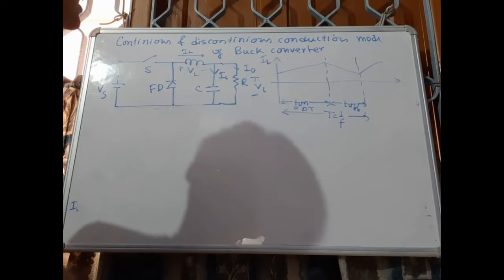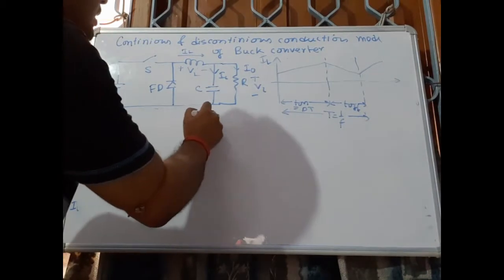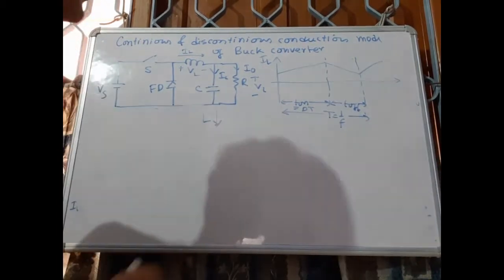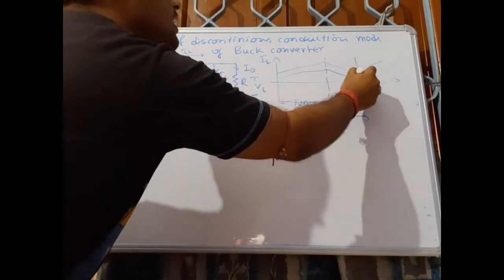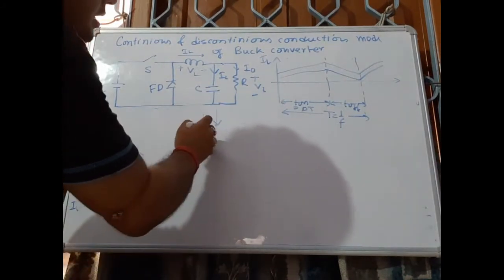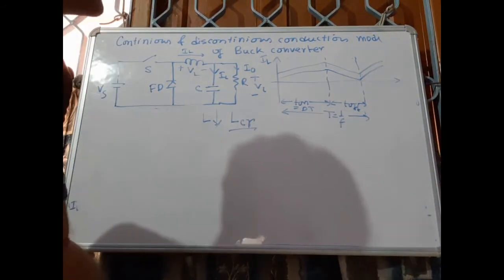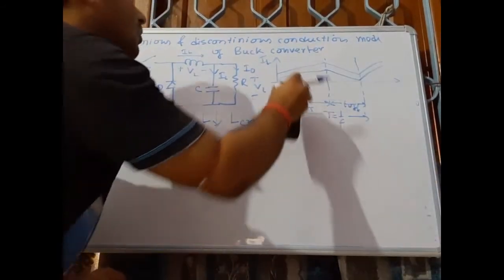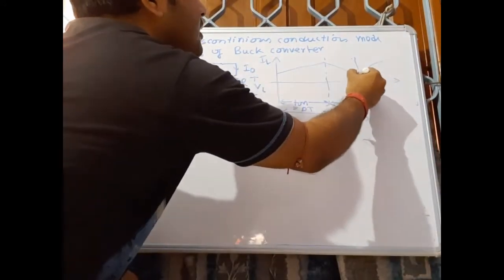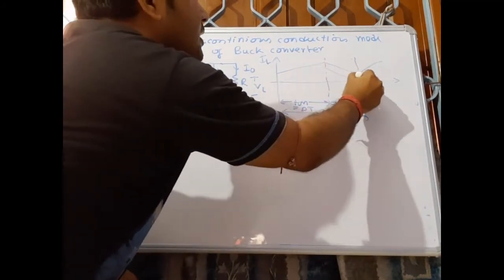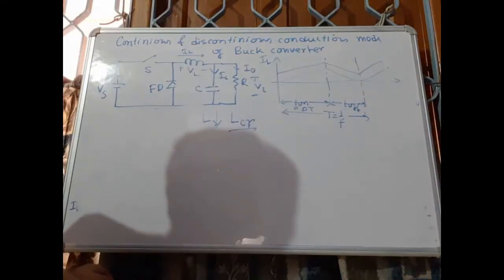Now what is the critical inductor? If I decrease the inductor value, the inductor current ripple will increase. So this will be like this. Now suppose we decrease the inductor to a certain value LCR, which is critical. The inductor current goes from 0 to maximum, again comes to 0 and attains maximum.